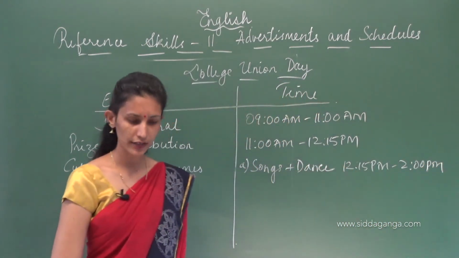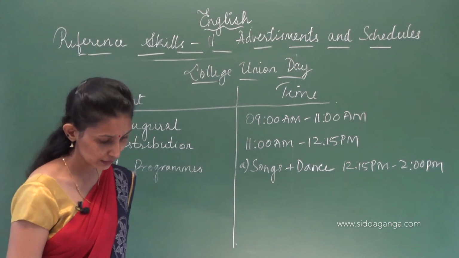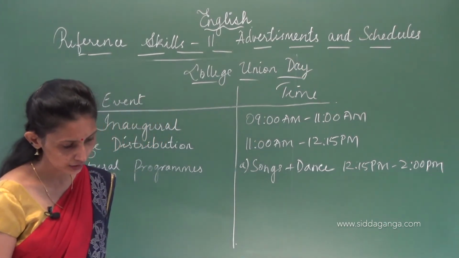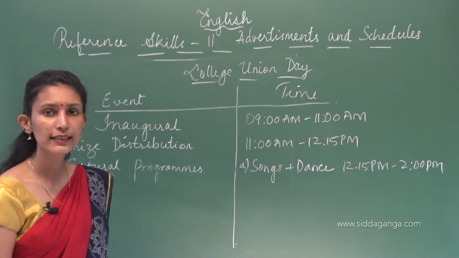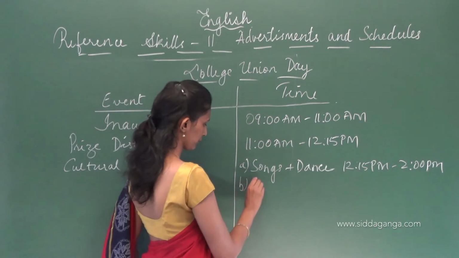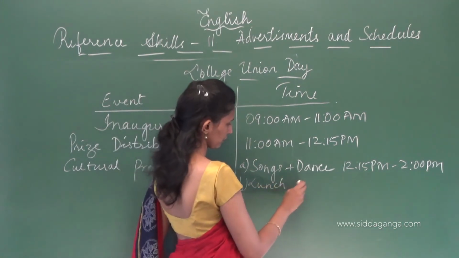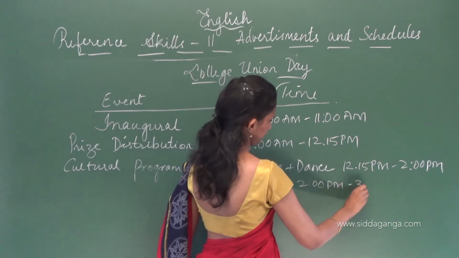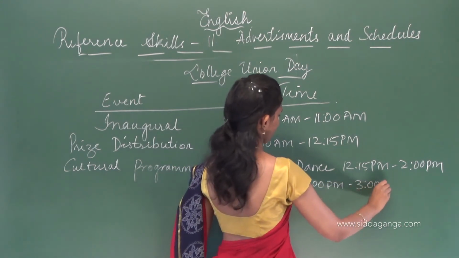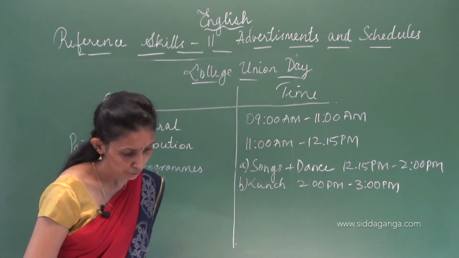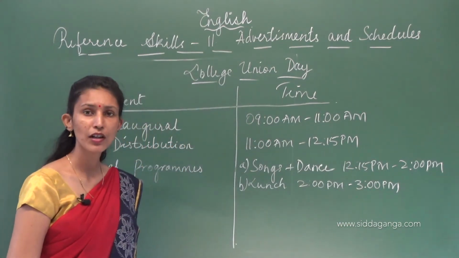Okay, I will have to write it small, please, a little small, you follow in your copies. Lunch break is at 2 p.m. to 3 p.m. Alright, then fish pond at 3 p.m. to 4 p.m.